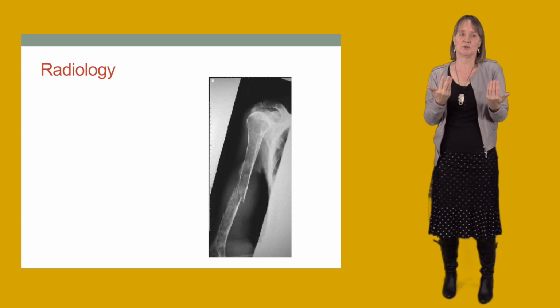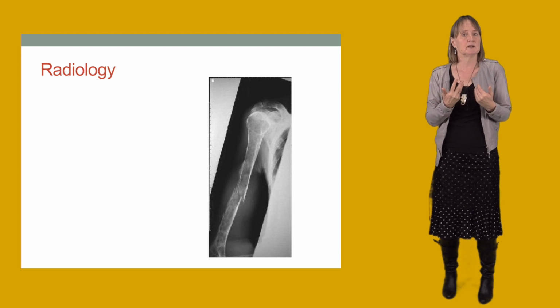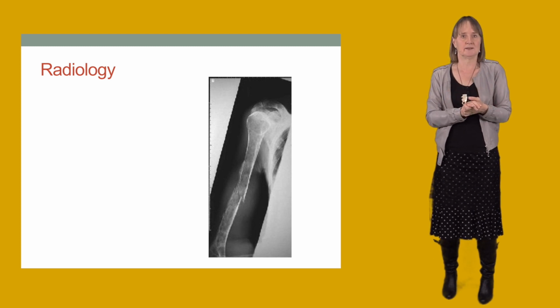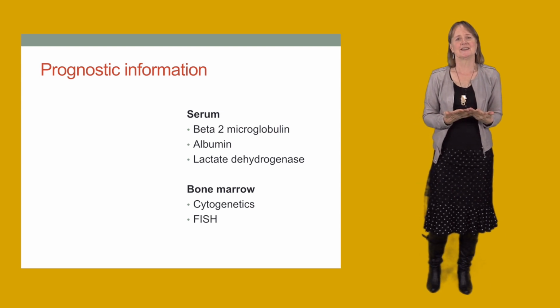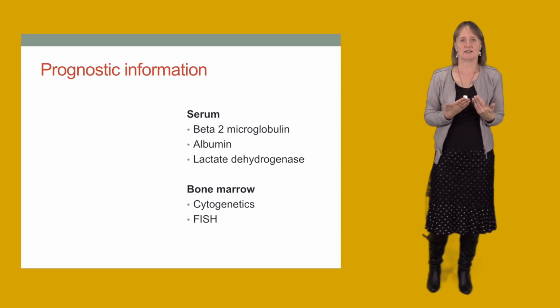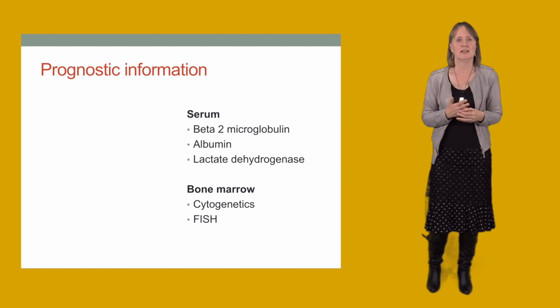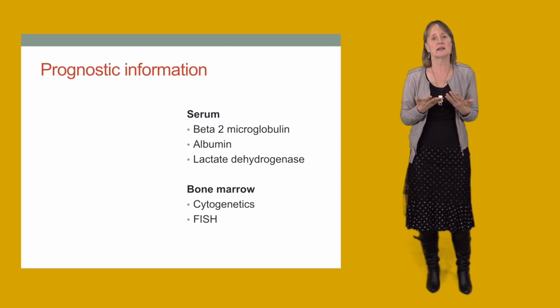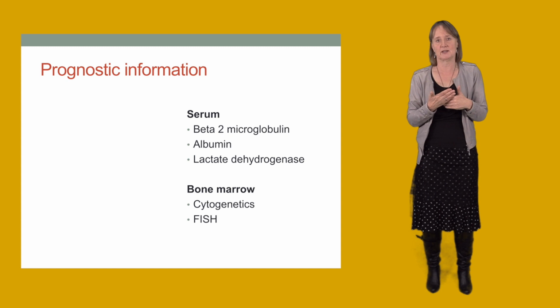We can also do CT scanning and MRI scanning, and we will pick up more lytic lesions that way. As with many of the hematological malignancies, it's general practice to gather some information that will give us a clue as to how the condition is going to progress for this individual patient, some prognostic information. And at the current time, the things that we look for are some serum factors and some bone marrow factors.